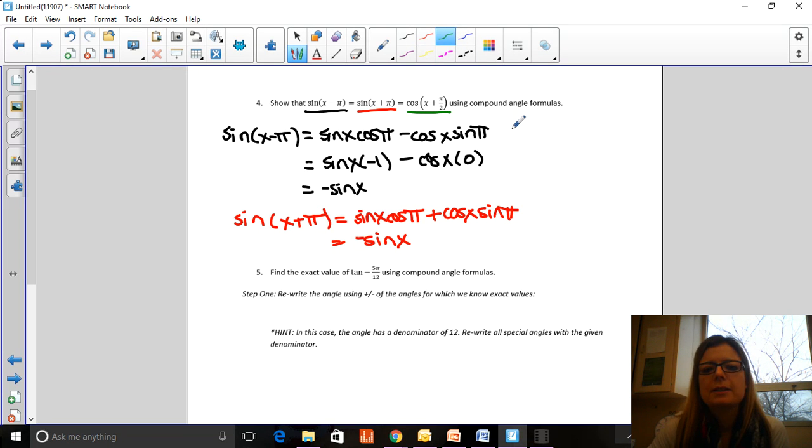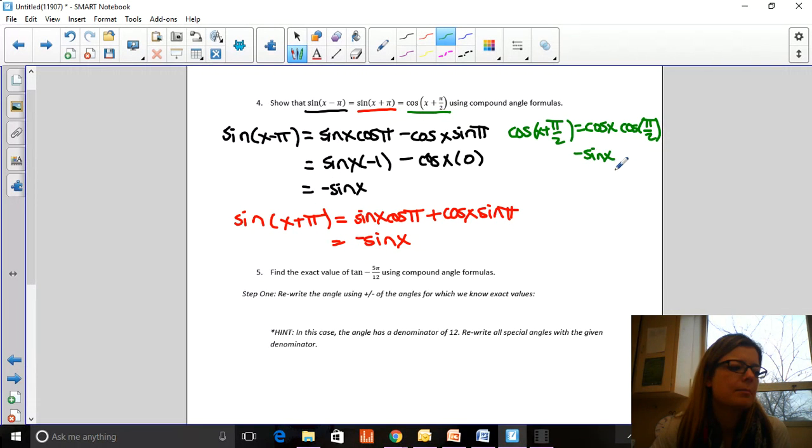So now we just do this last one. So cos of x plus pi over 2. So that's the compound addition formula of cos of a plus b. That gives us cos x cos pi over 2 minus sine x sine pi over 2.